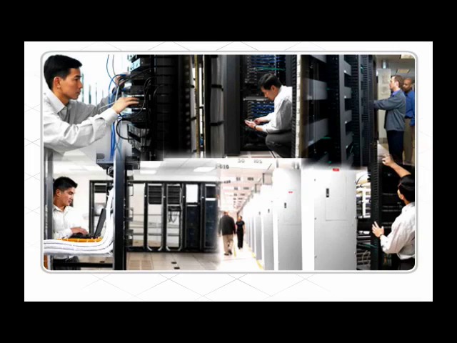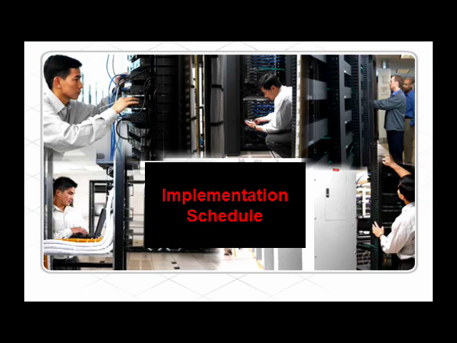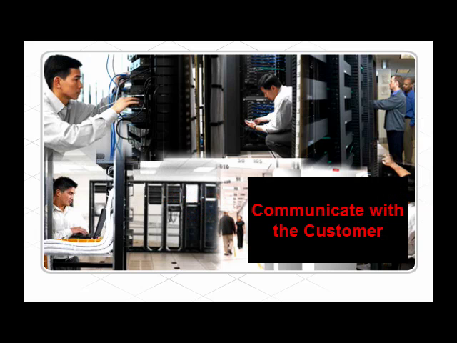If the first 2 steps are done correctly, the implementation phase is more likely to go smoothly. If there are tasks that have been overlooked in the earlier phases, they must be corrected during implementation. Create an implementation schedule that allows time for unexpected events and keeps disruption for the customer to a minimum. Staying in constant communication with the customer during the installation is critical to the success of the project.